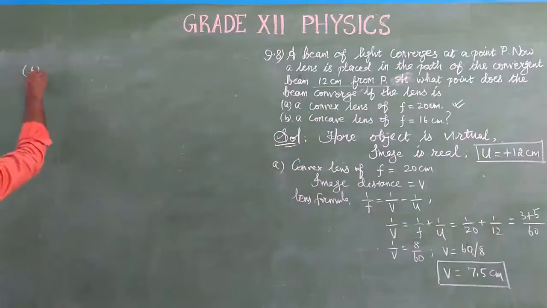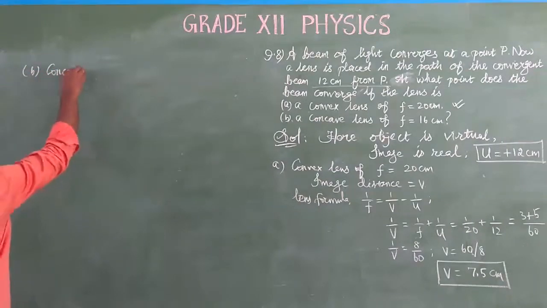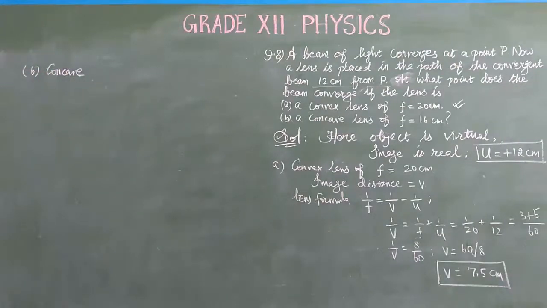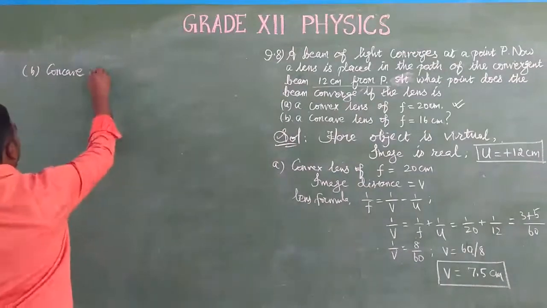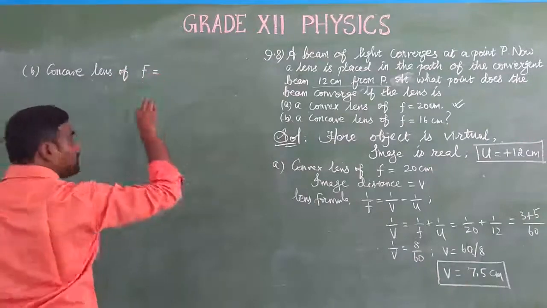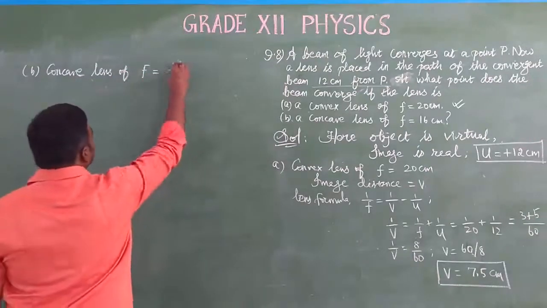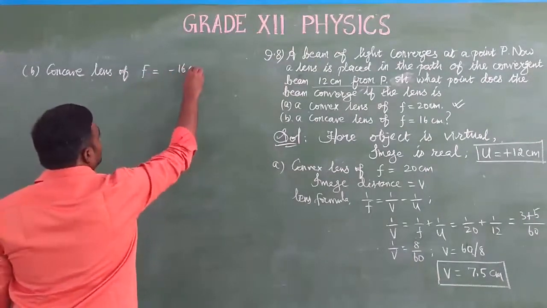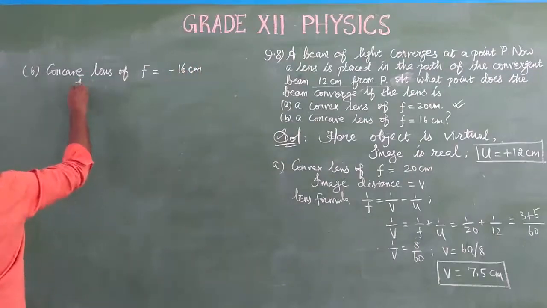Okay, B. It is a concave lens of focal length. For a concave lens, the focal length is always minus. It is a diverging lens. So minus 16 centimeter, and we take the image distance as v.